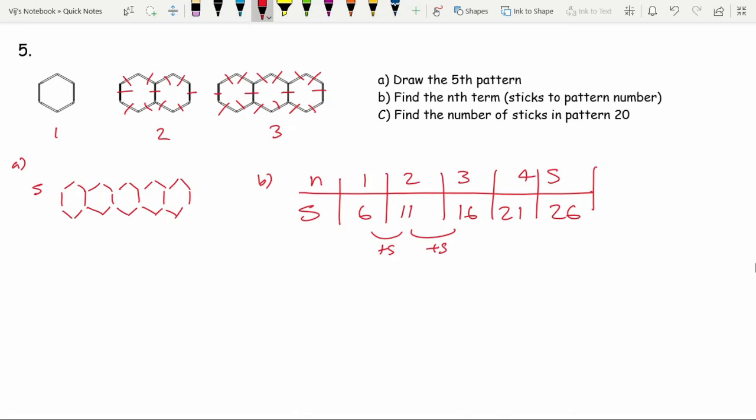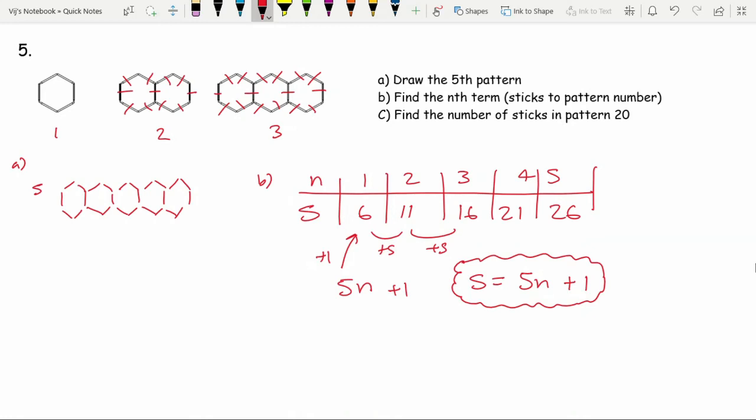So then looking at the nth term, the difference is 5, so I've got 5n. What I need to get from 5 to 6 is plus 1. So the nth term, the number of sticks for the pattern number, is going to be s equals 5n plus 1, which I think is the one that we've already done before. But again, it's a different pattern. And in an exam, you'll only get one of these questions, you won't get 6, so there won't be any duplicates. The next thing we need to do is answer the follow-on question, where we use the nth term. So for C, we've got 5 times 20 plus 1 equals 101 sticks. And there we go.